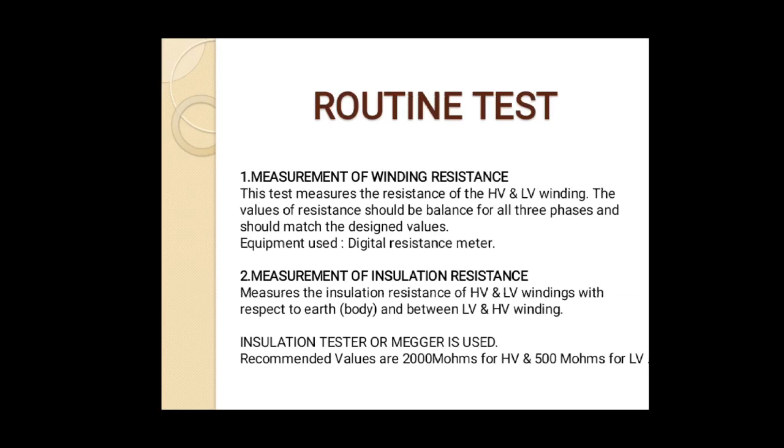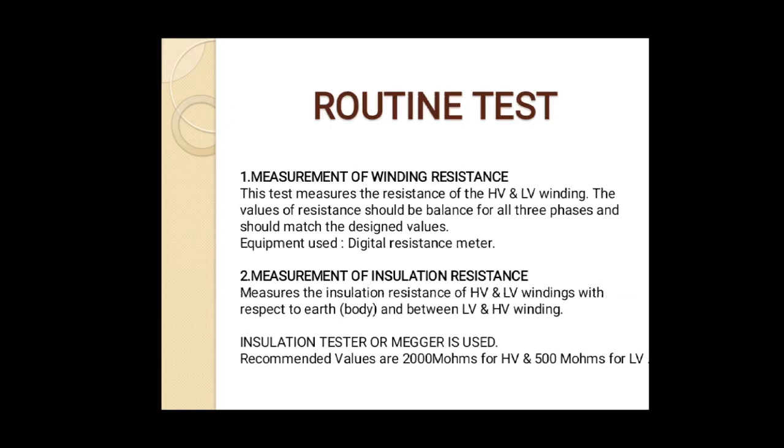Routine test. In the routine test, there are many types. First one is measurement of winding resistance. This test measures the resistance of the HV and LV winding. The values of resistance should be balanced for all three phases and should match the designed value. Equipment used is a digital resistance meter.